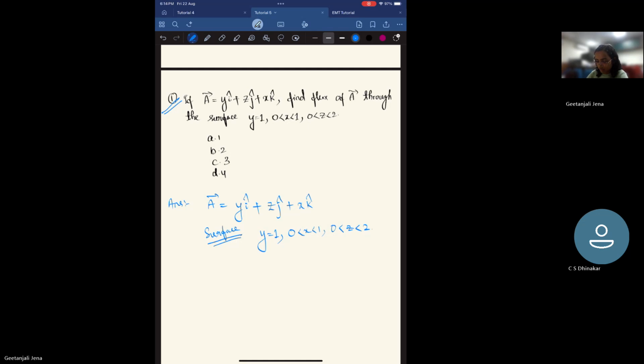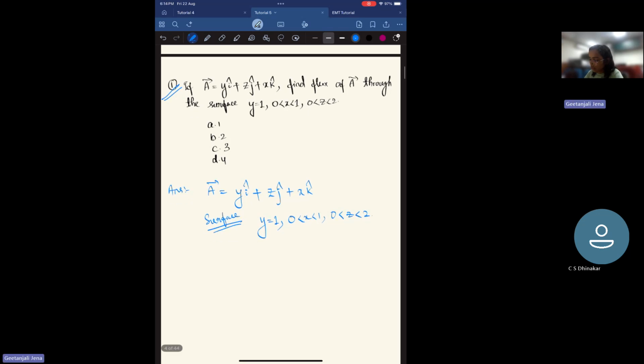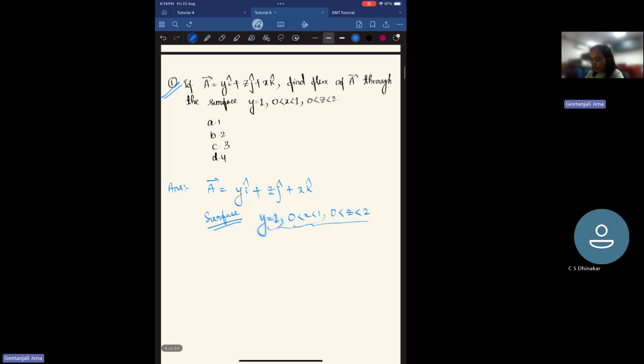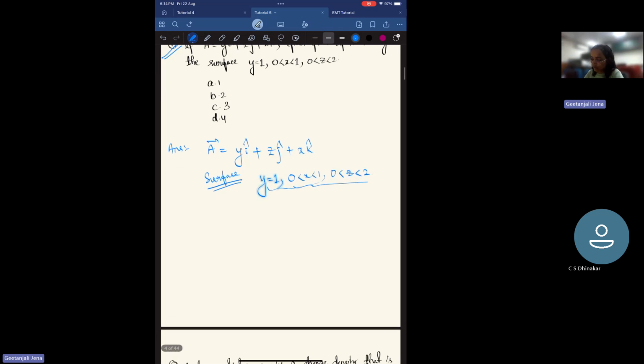Anyone? So here you just need to find out the expression for the surface. Option B. Yes, this is correct. Okay, so then you know how to calculate it. So let me go through the solution briefly.